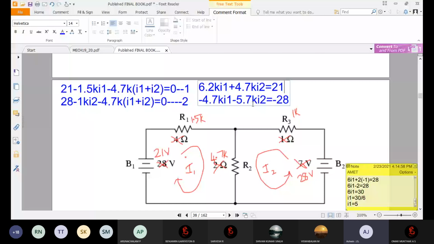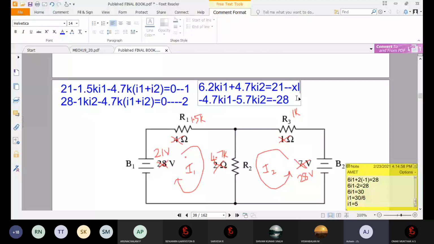So look at the I2, is it 4.7? No, sir. I am not telling about I1 and I2, I am telling about the minus sign. I am keeping the minus as it is. Why? Because I want to cancel the first equation with respect to the second equation. I want to do the addition, so for that purpose I am keeping it as it is.